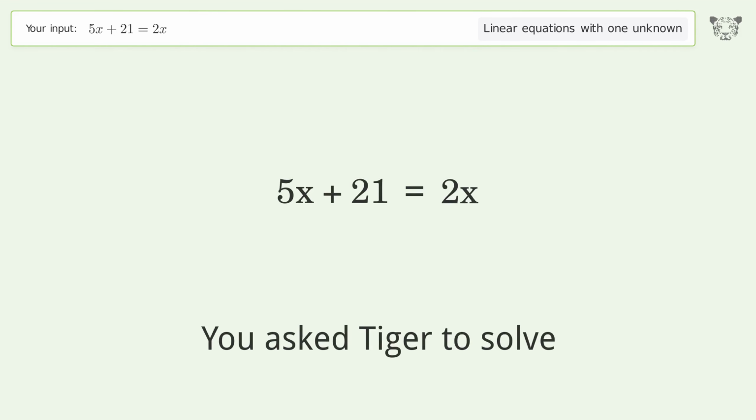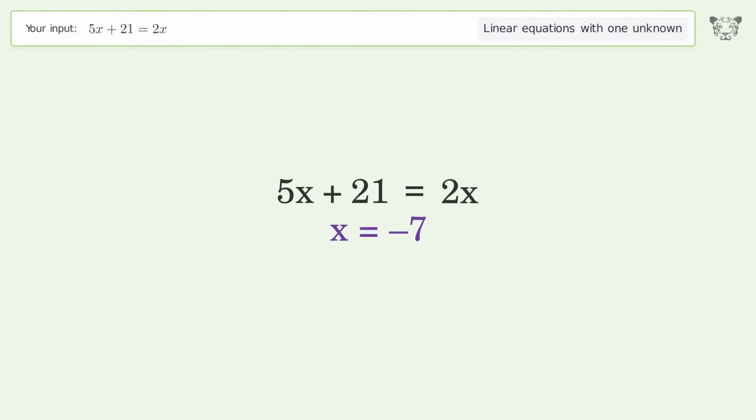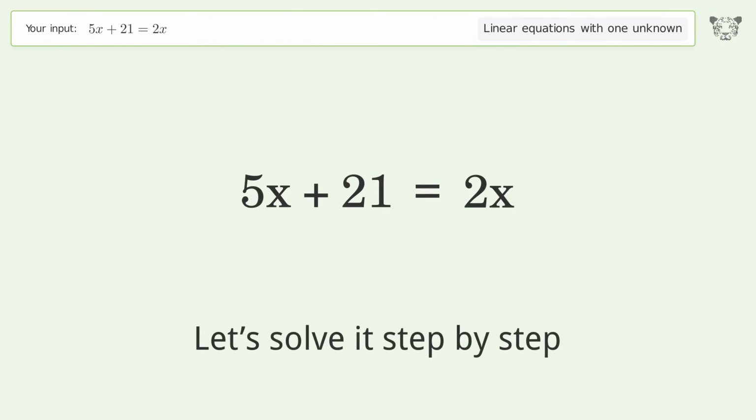You ask Tiger to solve this, which deals with linear equations with one unknown. The final result is x equals negative 7. Let's solve it step by step.